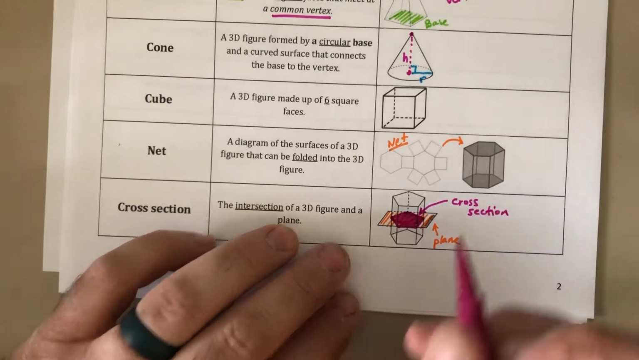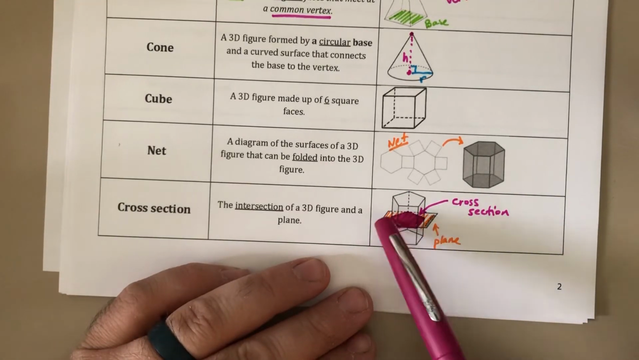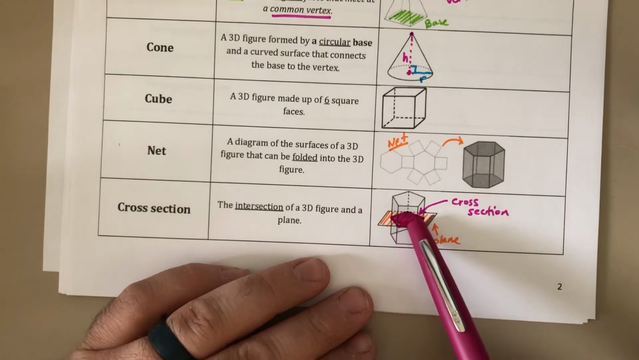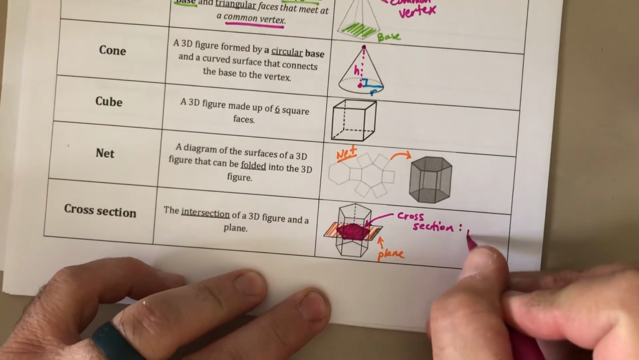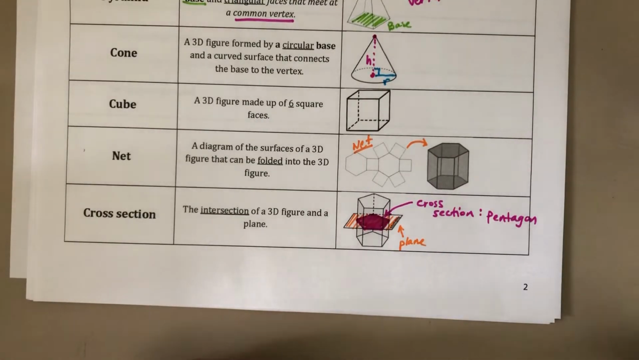One thing to note, if the plane is parallel to the base, the cross section will be the same as the base. So this plane is coming through this pentagonal prism parallel to the bases. The bases are the pentagons. So what's the cross section? It's another pentagon. So I'm going to write that the cross section is a pentagon. Remember, a pentagon has 5 sides. Okay, so the cross section is a pentagon.